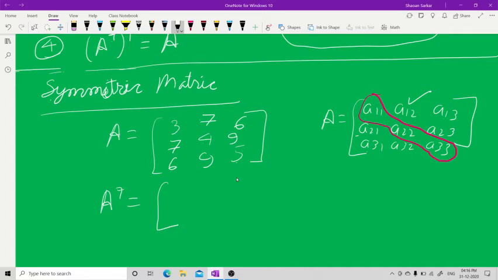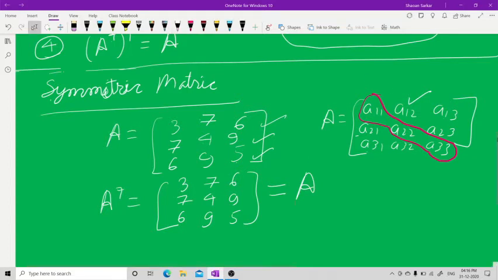Now this row will be written as column 3, 7, 6. Now this row will be written as column 7, 4, 9. And this row will be written as column 6, 9, 5. Can you see any change? No, they are both looking the same. So A transpose is A. That's why this A is a symmetric matrix.